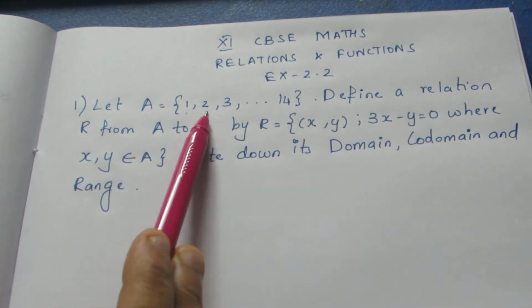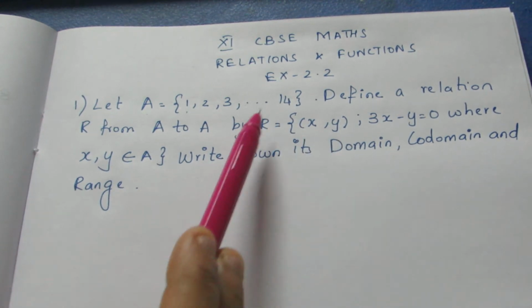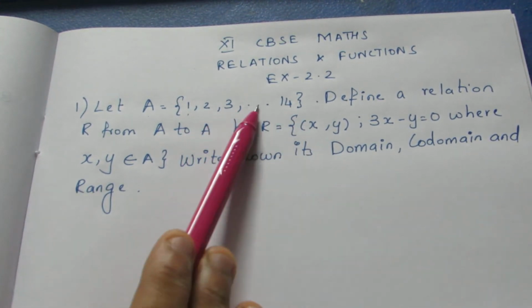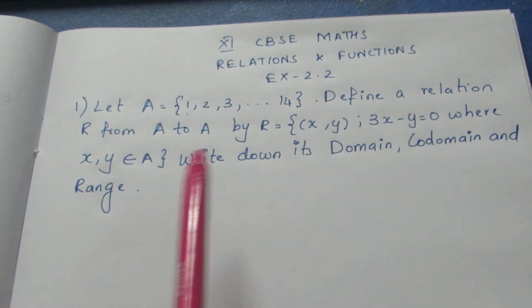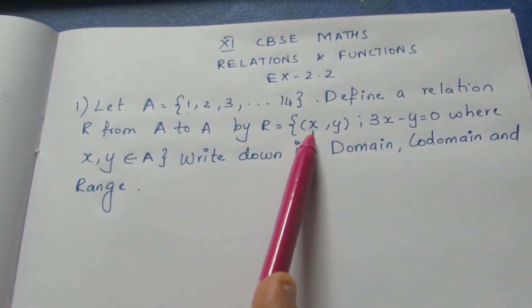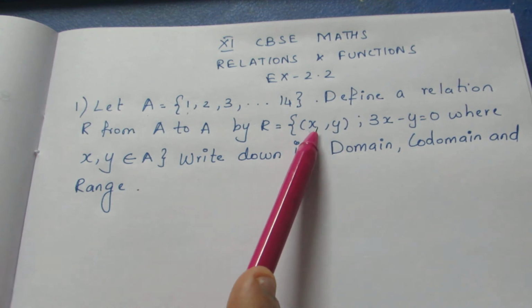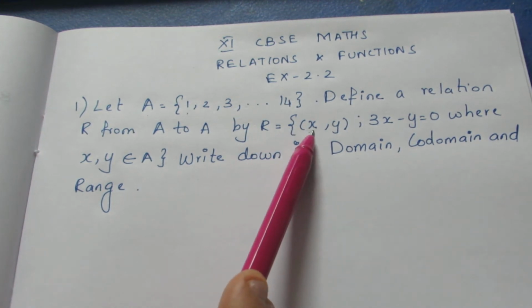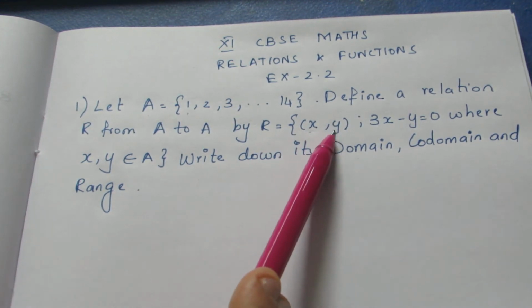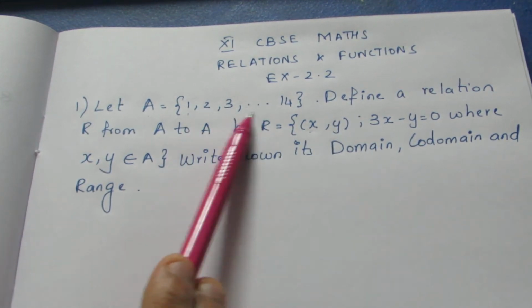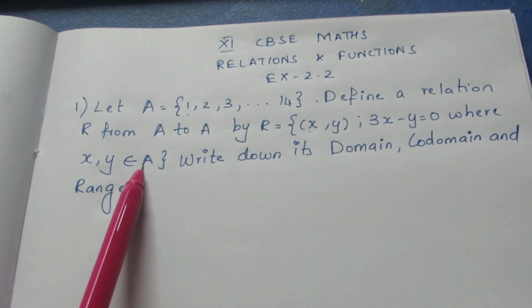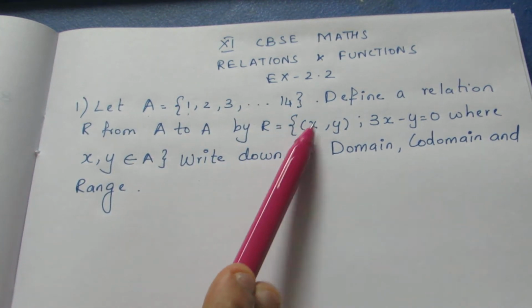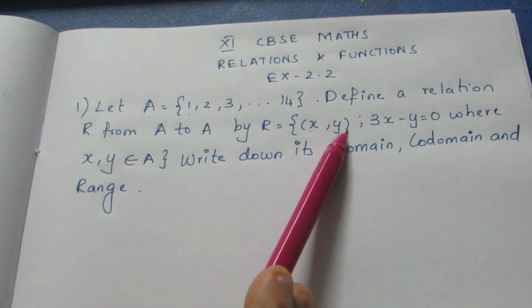Here x and y belong to these numbers, so we can't write a number other than these. Write down its domain, codomain and range. This x will be your domain. Always in a relation the first element will be your domain, the second element will be your range. The codomain will be the elements of A. So the codomain will be the elements of A, domain, codomain, and this will be your range.